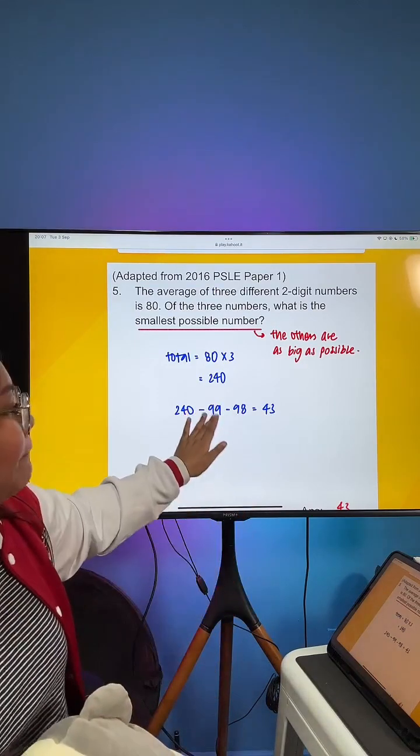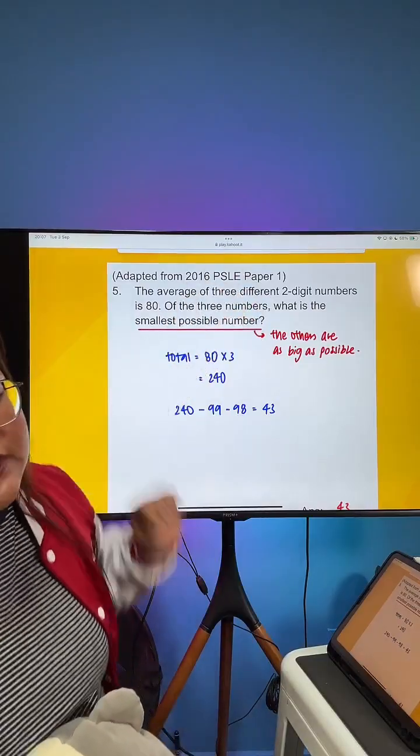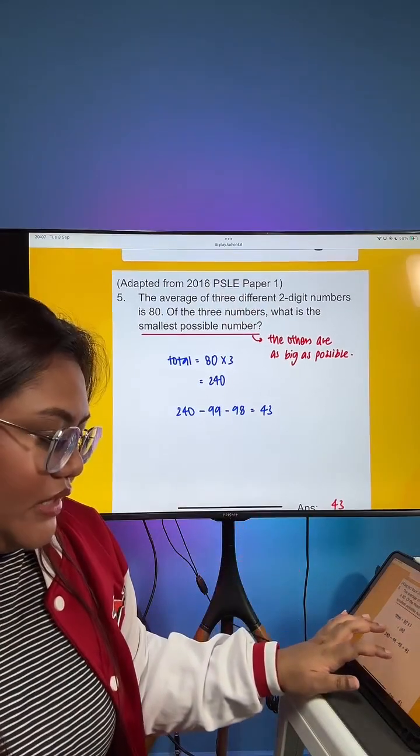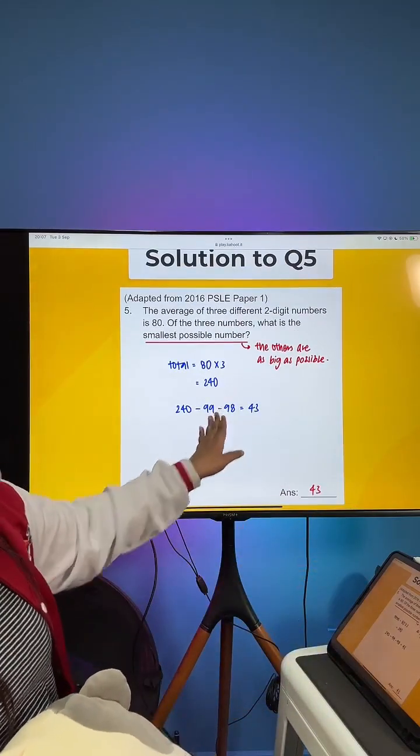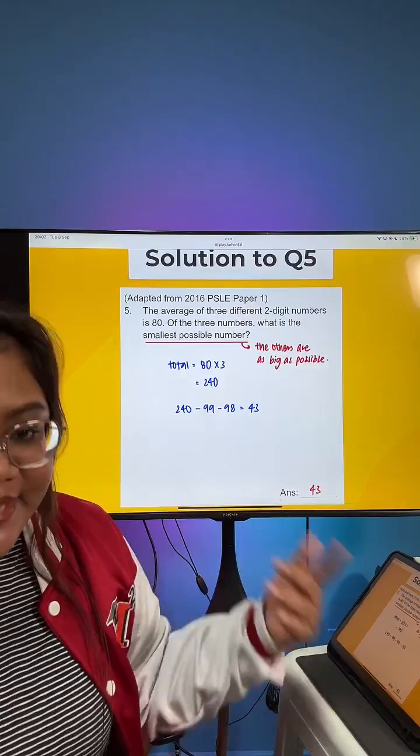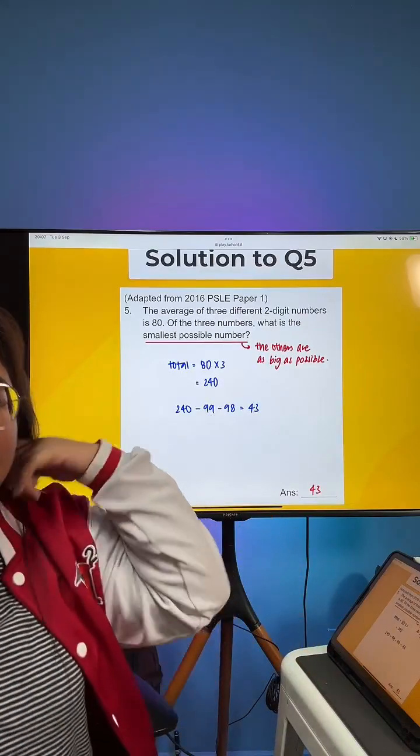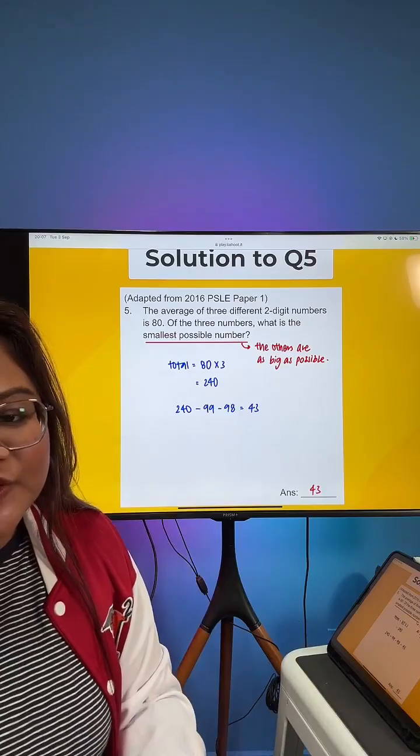That's why you cannot minus 99, minus 99. Because they say 3 different 2-digit numbers. Okay? Alright, so the answer is 43. If you use 10, then some of your numbers will be more than 2-digit, which is not correct. Okay? This one is in paper 1 2016.